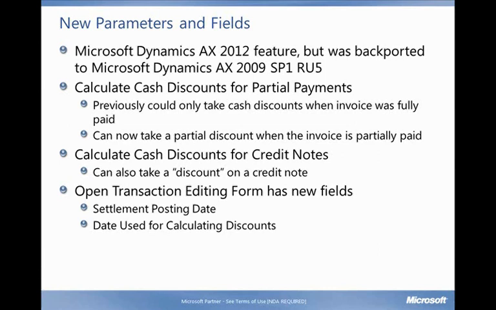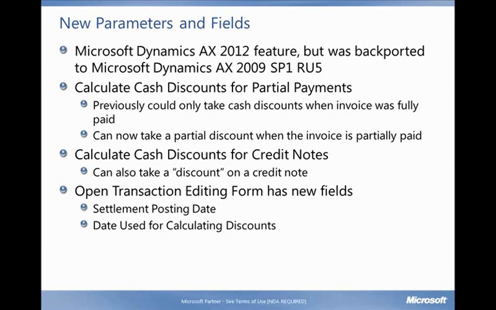There's two new parameters that we'll see. One is calculate cash discounts for partial payments. In previous versions of Dynamics AX, you would take a cash discount only when the invoice was fully paid or fully settled. Now you are able to take a partial discount when the invoice is partially paid.